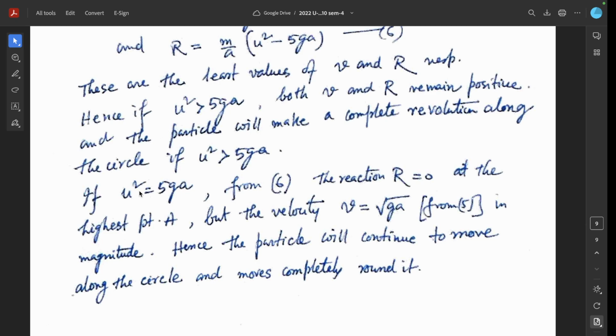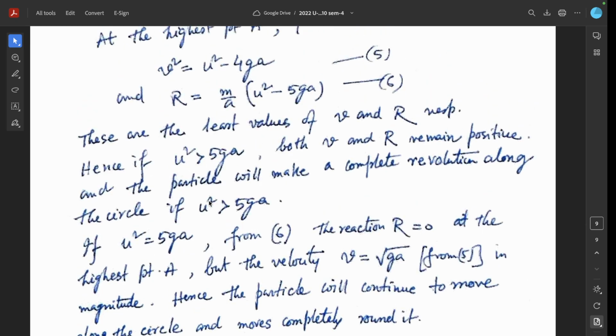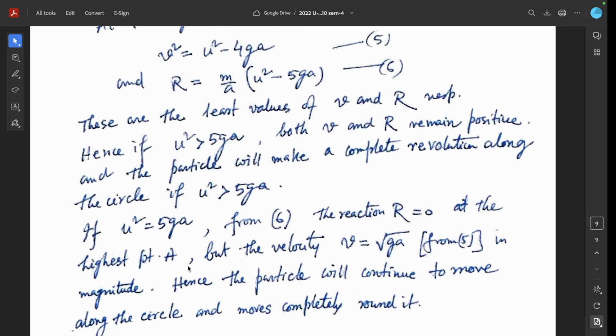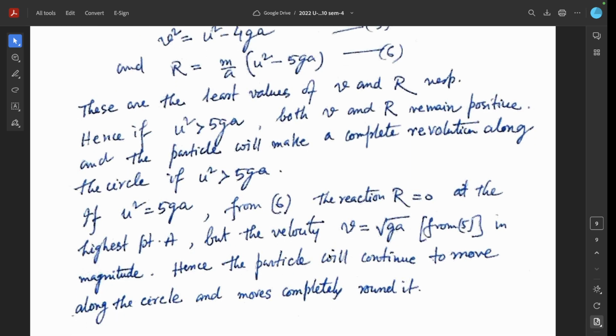And if u square equals 5ga, from equation 6 the reaction is 0 at the highest point, but the velocity is root over u square minus 4ga, that is 5ga minus 4ga equals ga, so v is root ga in magnitude. This is a positive velocity, hence the particle will continue to move along the circle and move completely around it.